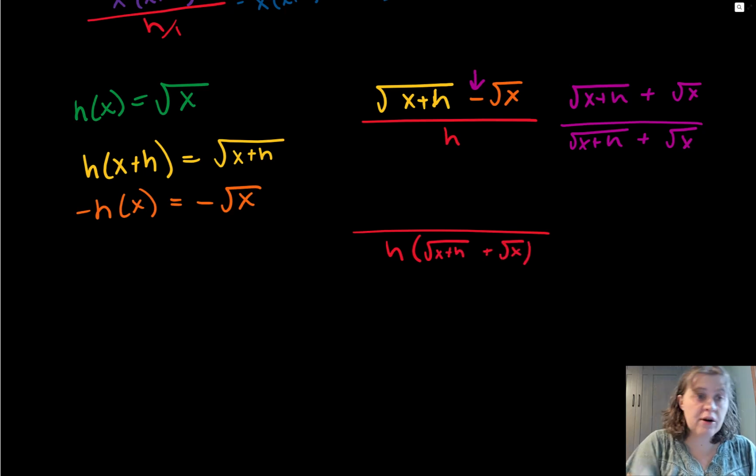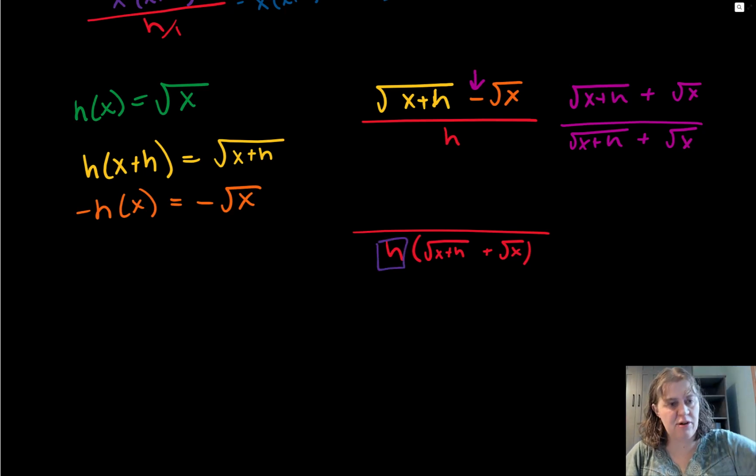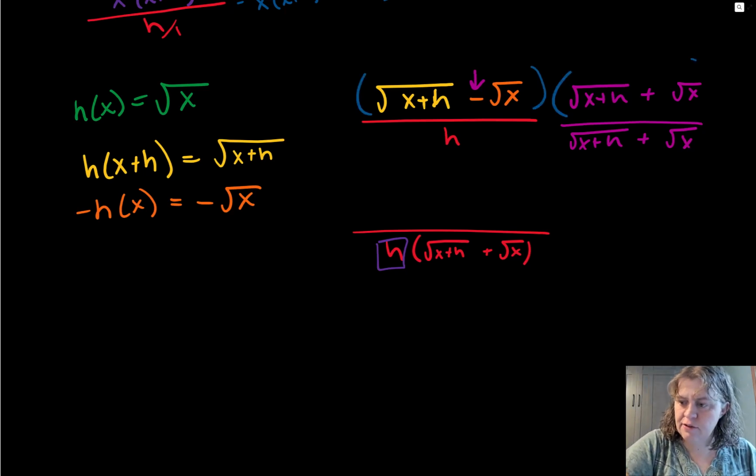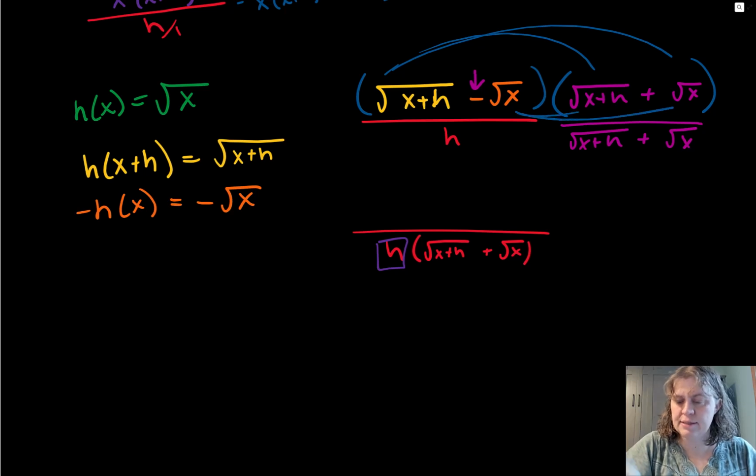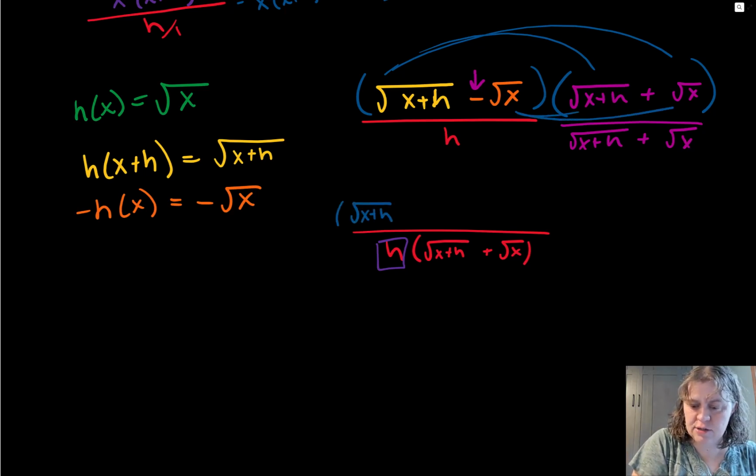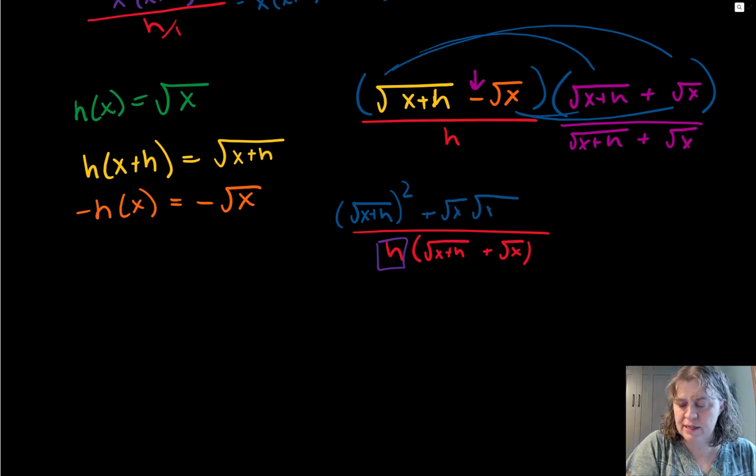Now remember, our goal is still the same thing. We're trying to get rid of this h. That other h that's inside the square root, he's fine. He can come along for the ride. Don't care. Okay, so I've got to FOIL, right? First, outer, inner, last. So that's going to give me the square root of x plus h squared, plus the square root of x times the square root of x plus h.